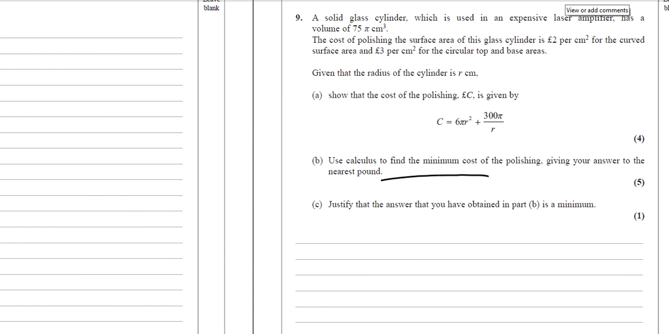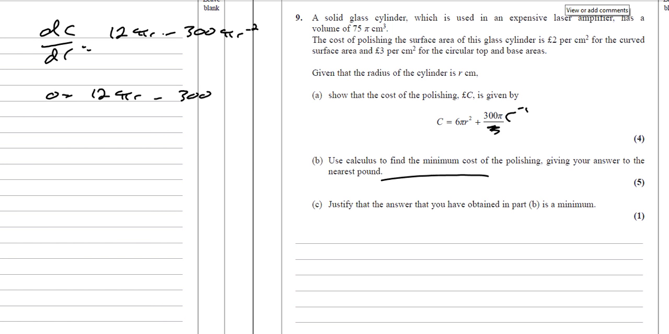So in exactly the same way as last time, we're going to differentiate. So dC, we're differentiating C with respect to r this time. So that's going to be 12 pi r, plus, and then if we bring this up to the top, minus, going to bring the minus down, 300 pi r to the power of minus 2. So we differentiate it to find the minimum. We then set it equal to 0. So we've got 0 equals 12 pi r minus 300 pi over r squared. We're then going to move this over to the right hand side. So it's going to be 300 pi over r squared equals 12 pi r.